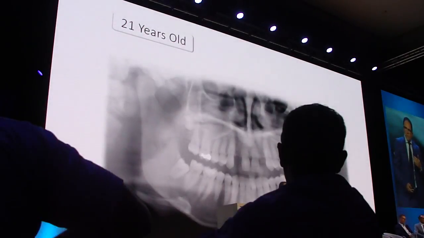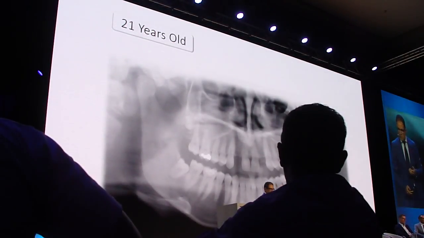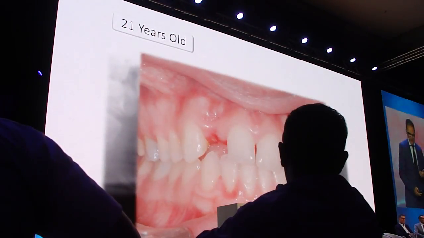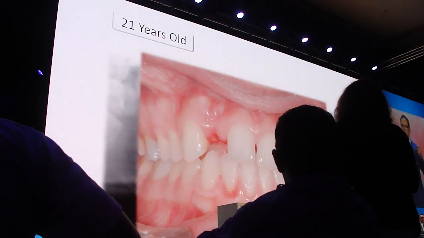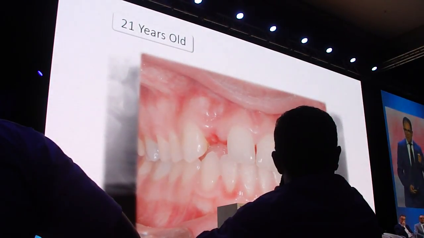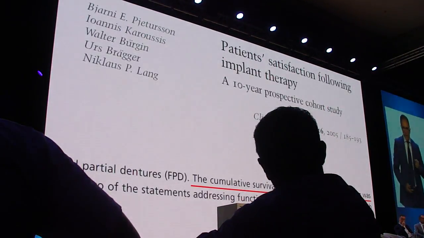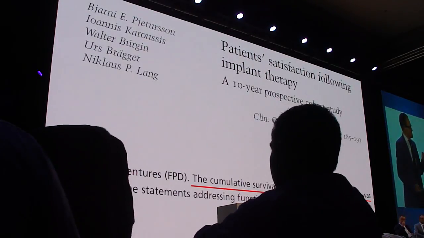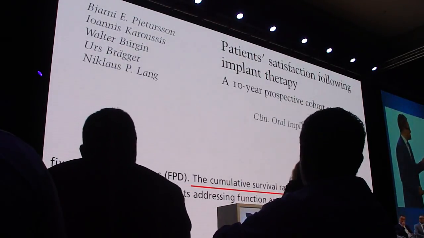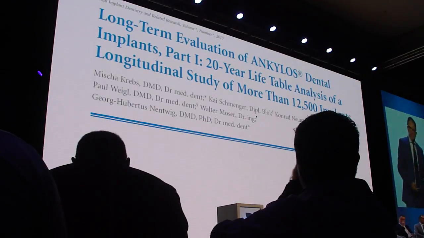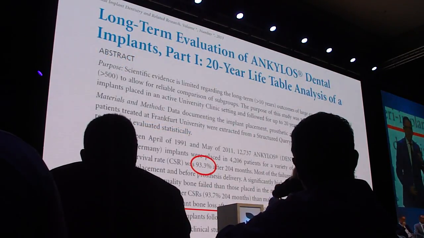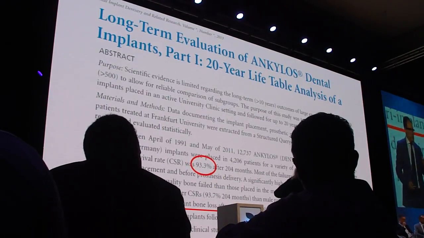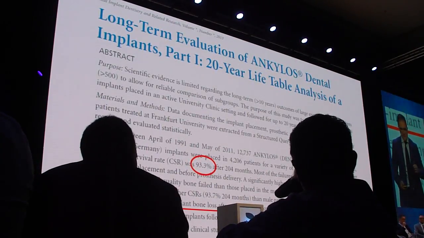But if we want to propose a dental implant rehabilitation to a 21 years old patient, like in this case, one of the first questions is durability. And durability is very important both for the clinician and the patient. And we know that the implant survival rate at 10 years is more or less 93%, but with the Ankylos system we have the same survival rate, with low rates of peri-implant bone loss, and this is very important.